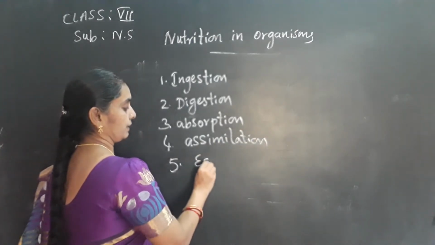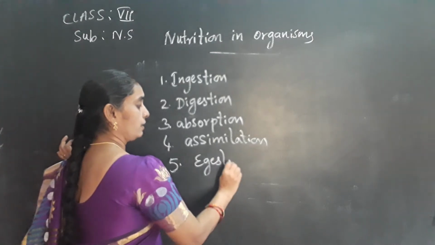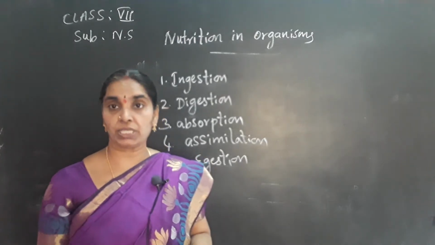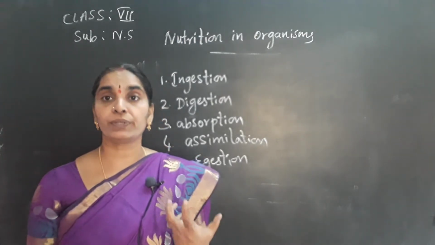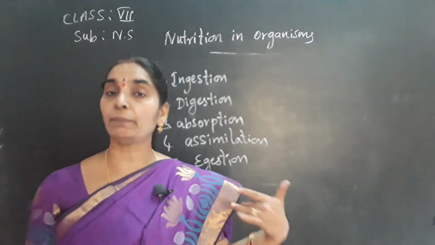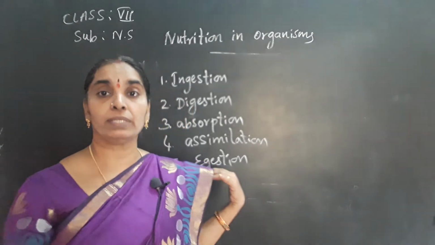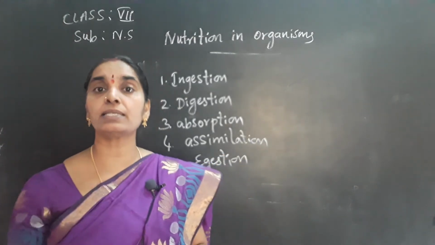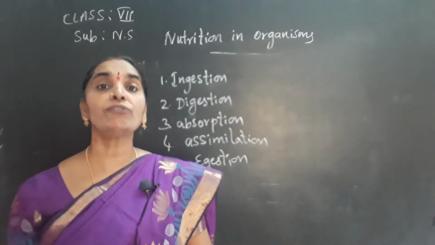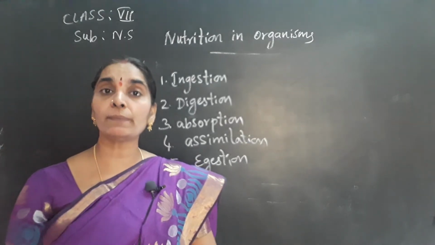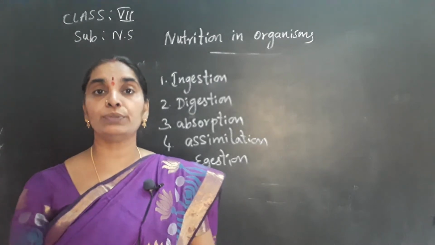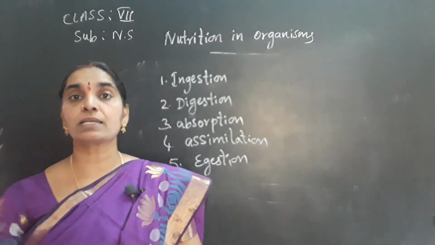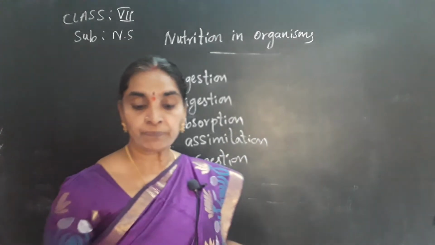Next, egestion, that is, the removal of waste material from the body. After the assimilation process, after the nutrients are mixed into the blood, the waste material comes out of the body in the form of feces, through the process called egestion. Egestion is the removal of waste from our body. What are the waste materials? Feces, urine, sweat. These are the waste materials removed from our body. So the process is called egestion. So these are the steps.